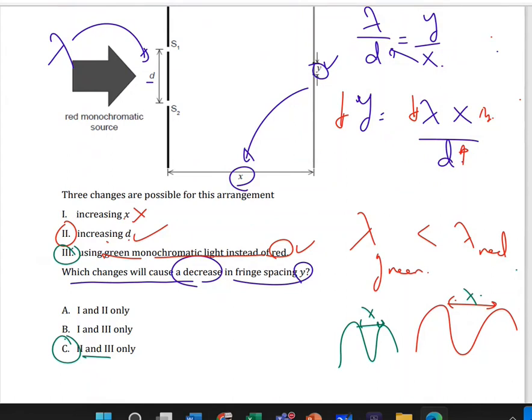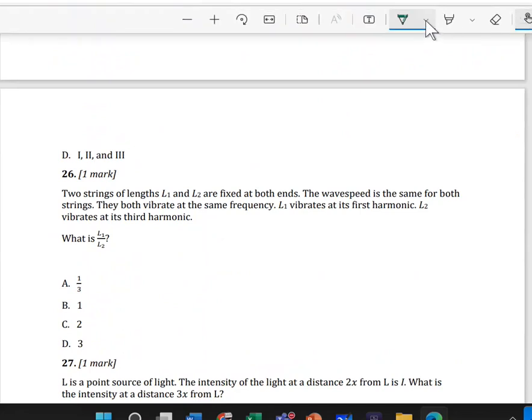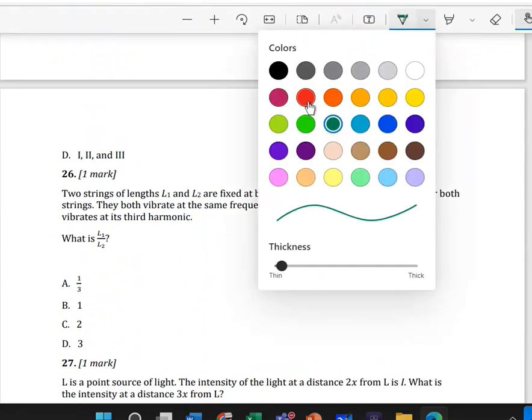That second answer and the third answer. Okay. Now 26.